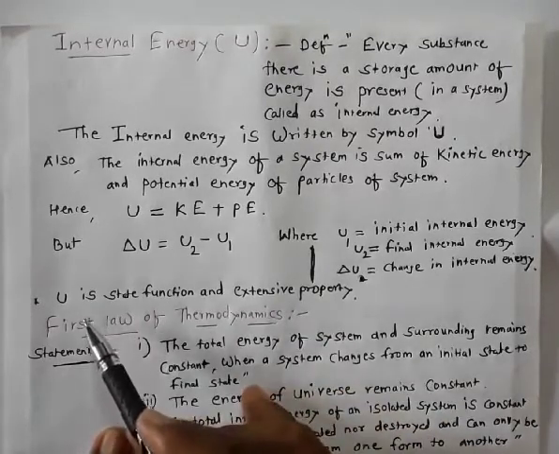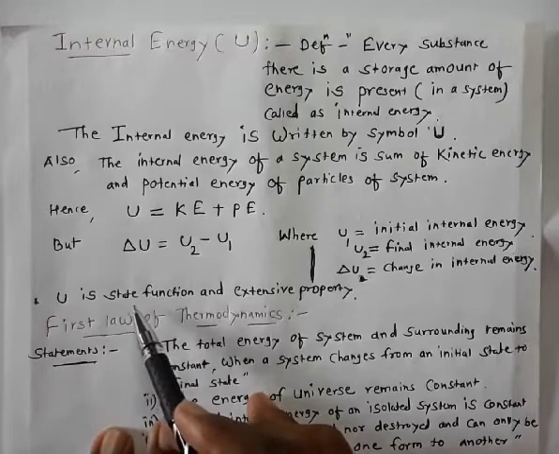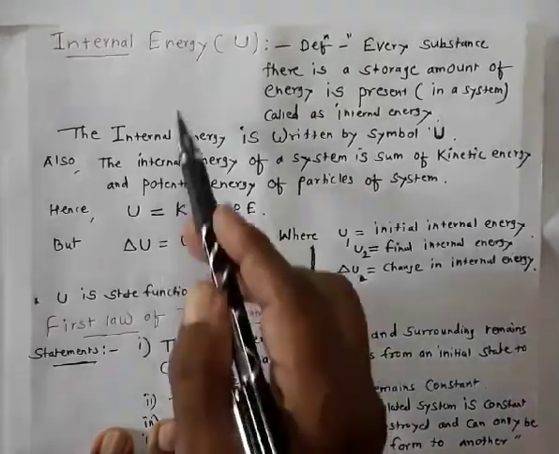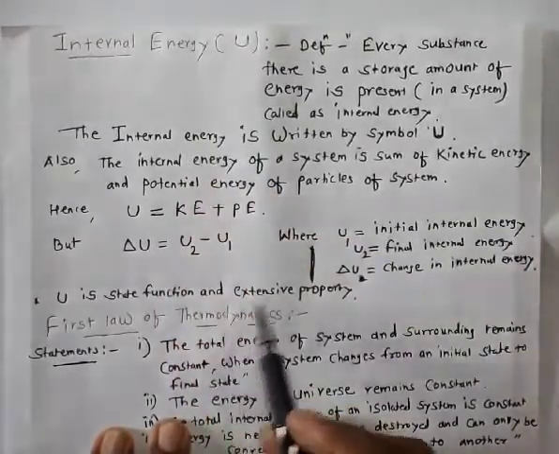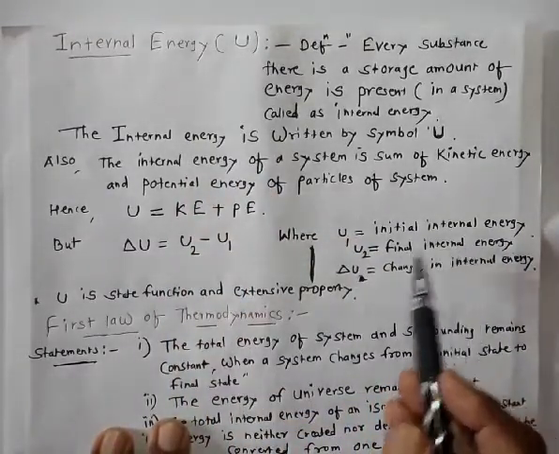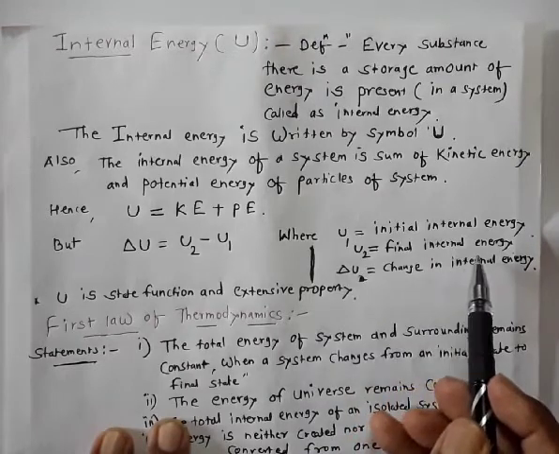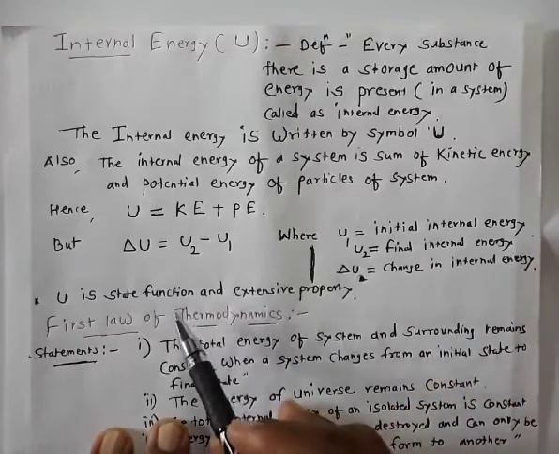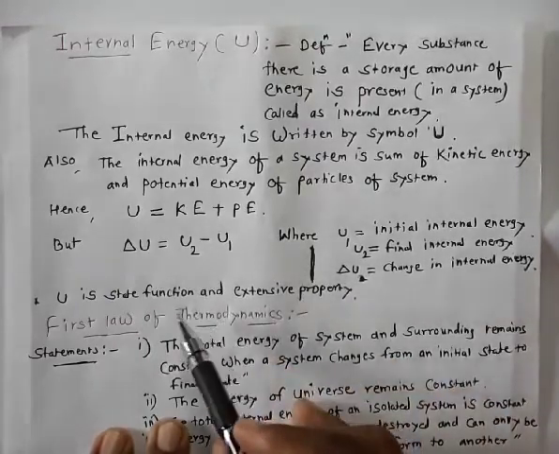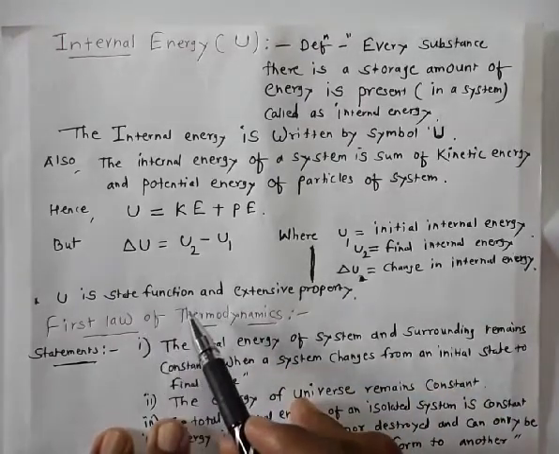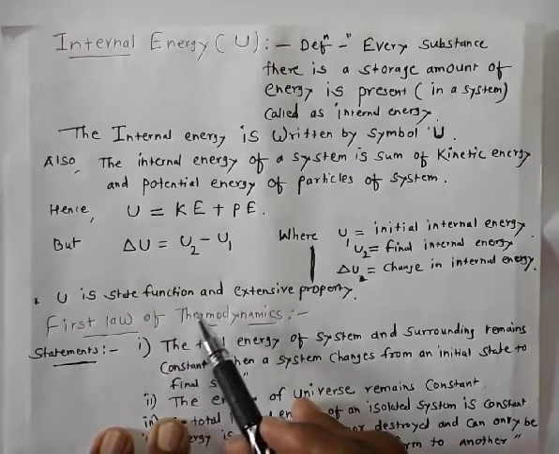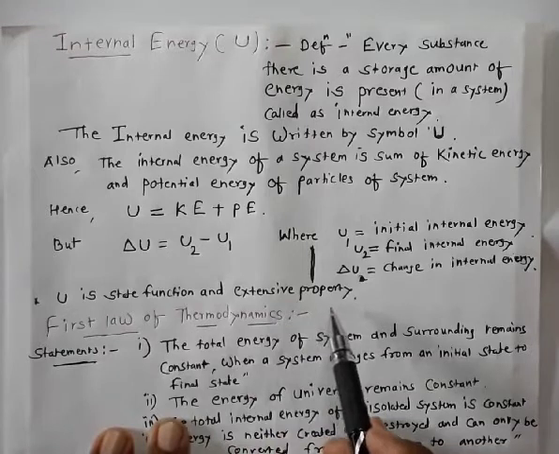Now you know that U is a state function. Why is it called a state function? Because the internal energy depends only on the initial state and the final state. It does not depend upon the path. So it is called a state function, according to the definition in thermodynamics. It is also an extensive property.